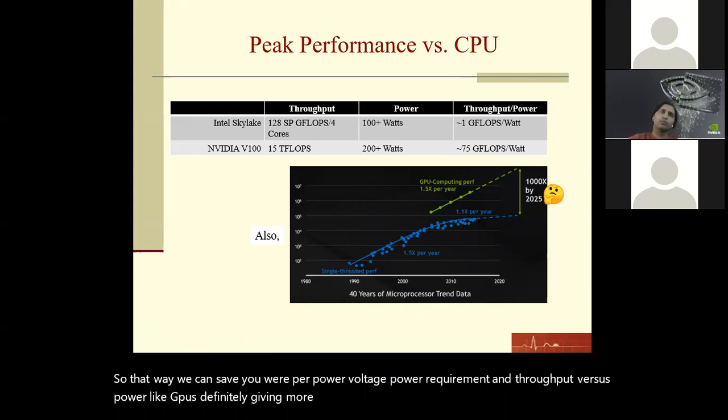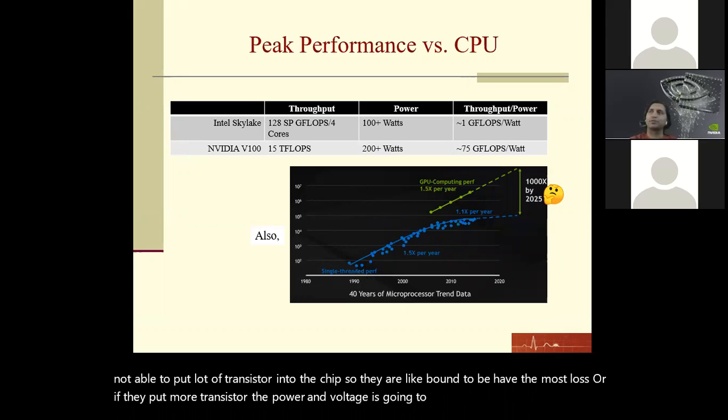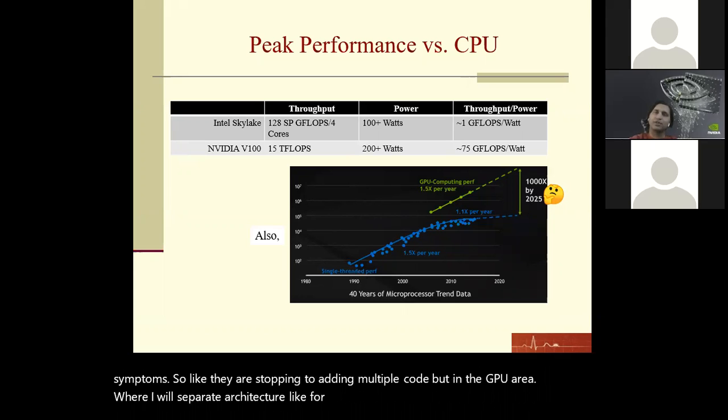And due to Moore's law, Intel is not able to put a lot of transistors into the chip. If they put in more transistors, the power and heat are going to be a serious problem, so they are stopping adding multiple cores. But in the GPU area, we have a separate architecture for each stream processor. That way we can expand a particular cell into multiple GPUs or multiple streams.